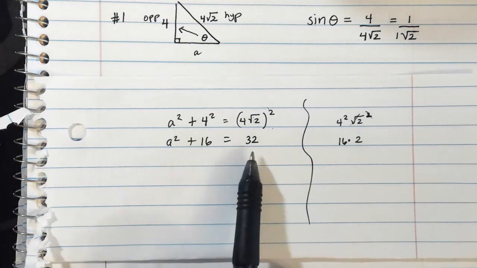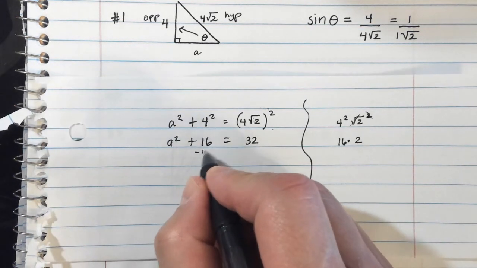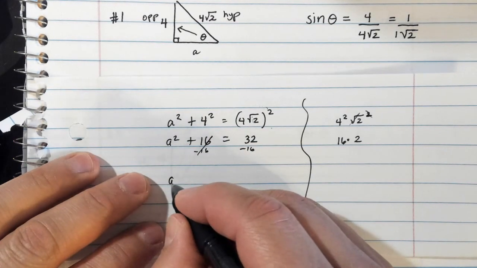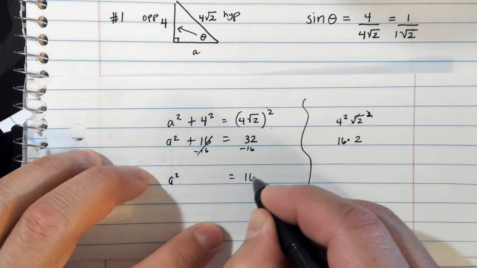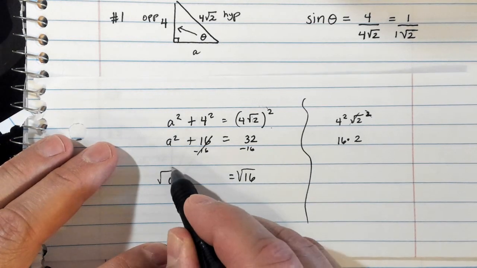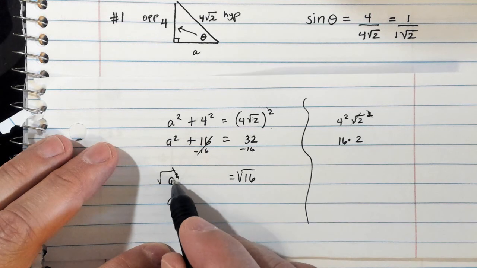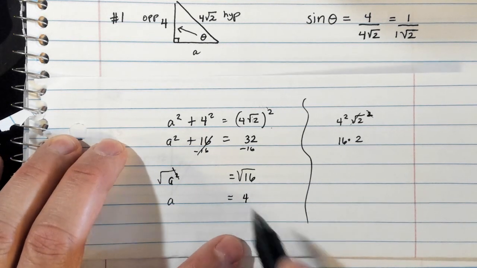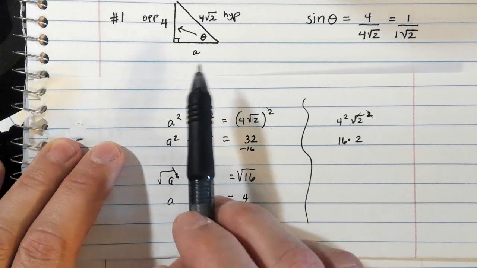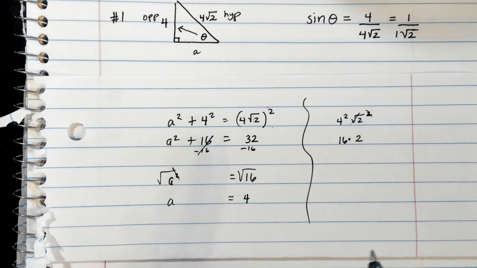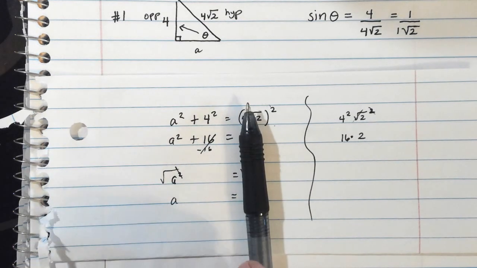And then you subtract 16 on both sides here, and then you get A squared equals 16, square root both sides. Squaring and square rooting are opposites, they cancel, you get positive or negative 4. So this side actually ends up being 4. Hopefully that helps a little bit.